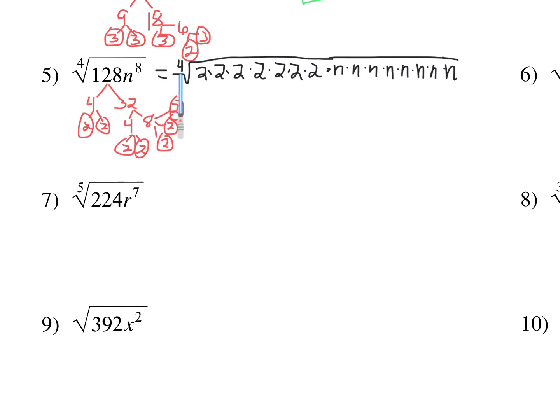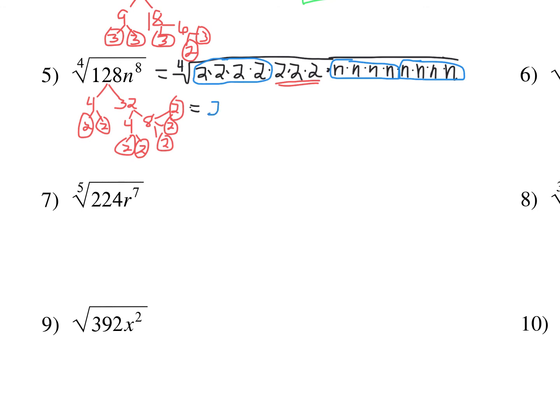So I have a 4th root this time, so I'm looking for groups of 4. So I'm going to circle groups of 4. There's one group, and then I don't have enough left over, so I'm going to multiply those together. And then as far as my n's go, there's one group, and here's a second group with no n's left over. So I'm going to bring out in front of the 4th root 1 from each of these groups here. So I'm going to bring out 1 2, 1 n, and a second n.